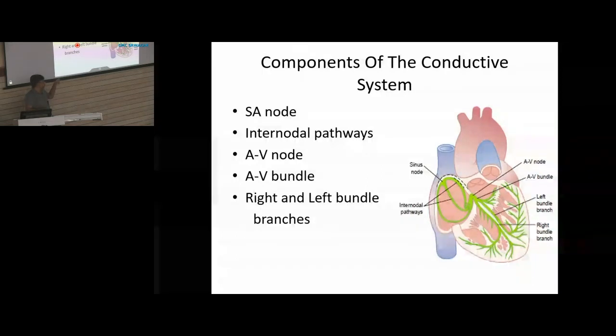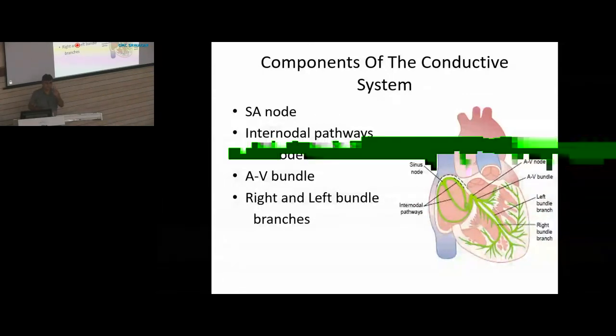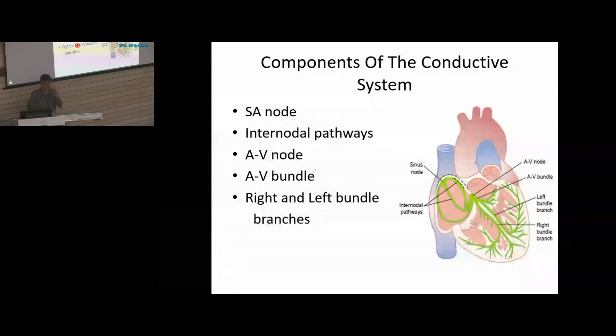Every component, as I told you, has how many properties? Two properties. Every component of this conduction system: SA node, internodal pathways, AV node, AV bundle, right and left bundle branch, all these components have these two important properties. Property number one, autorhythmicity. Property number two, fast conductivity, rapid conduction.